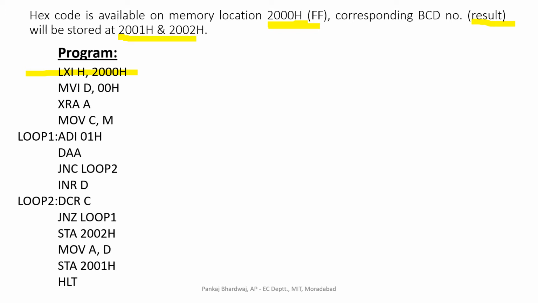So we need to store 02 in one memory location, because 0255, so 02 will be at one location and 55 will be at the other location. So we need to store it like that.